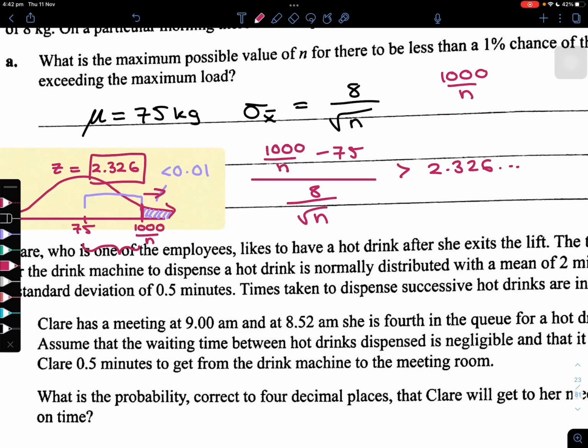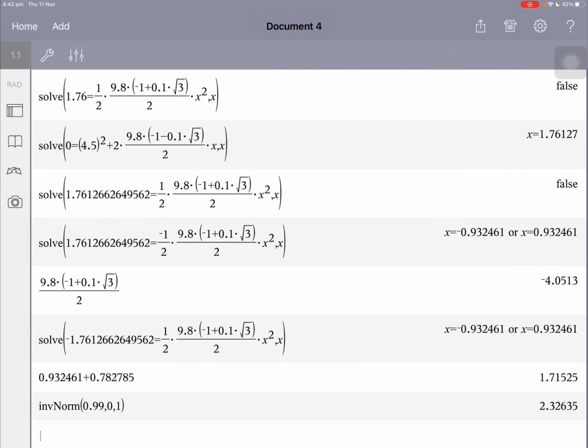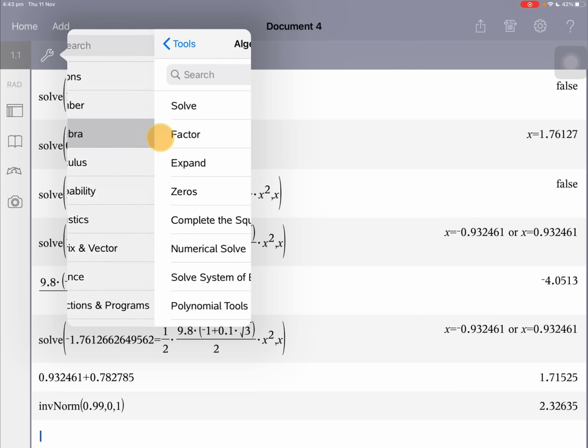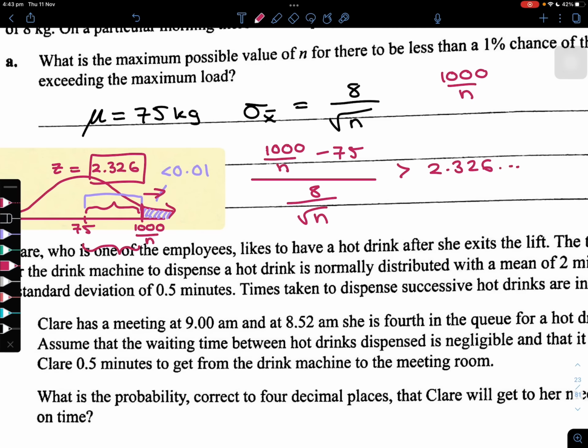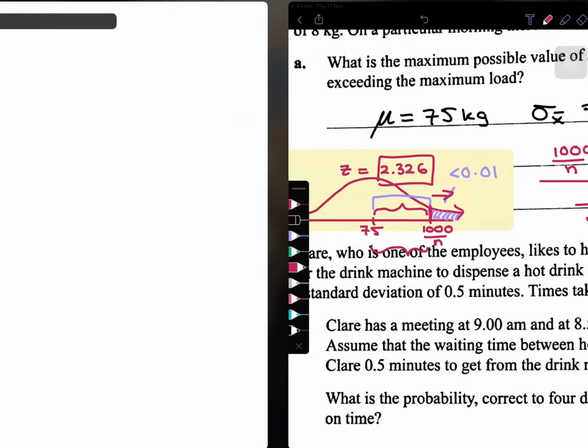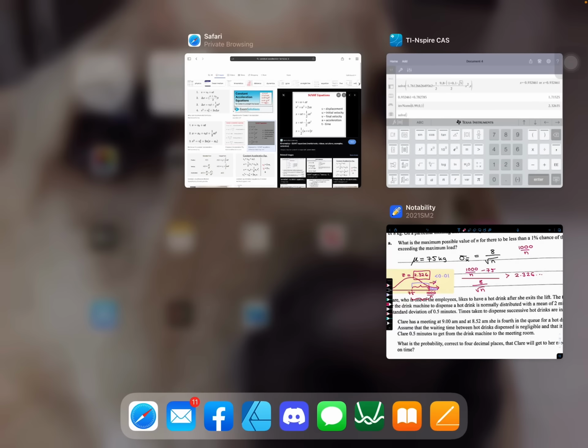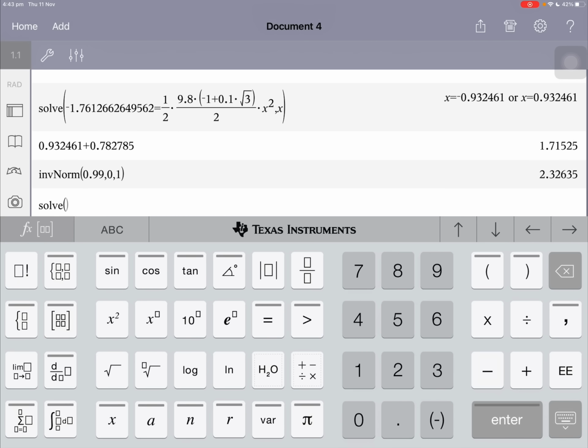Remember, the z-score is how many standard deviations away it is, and the way you work it out is the distance from there to there, that's what this is, divided by your standard deviation. Now we have this equation here. If we solve this, this should tell us what N needs to be. So let's go here. Algebra, solve. Let's actually just go back.